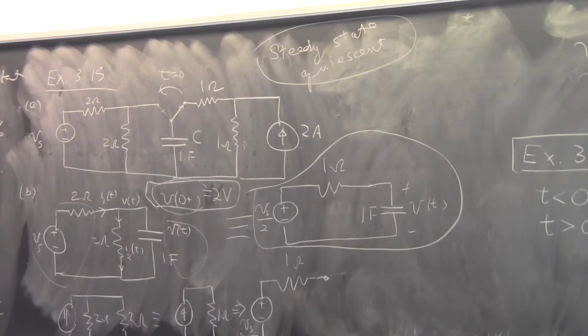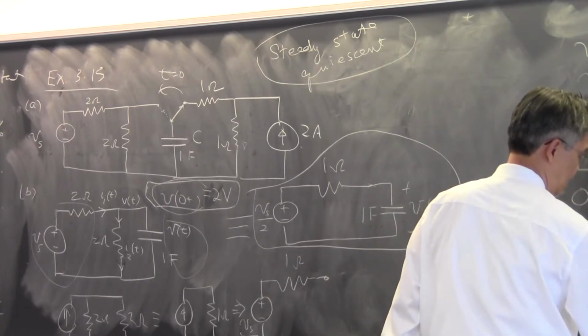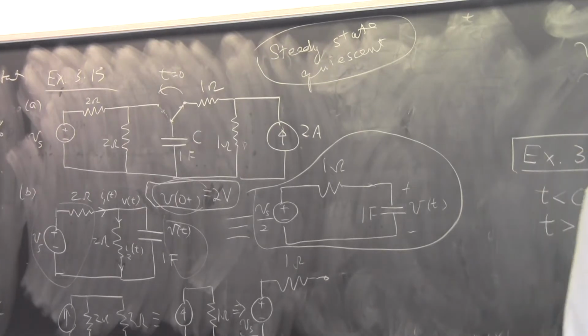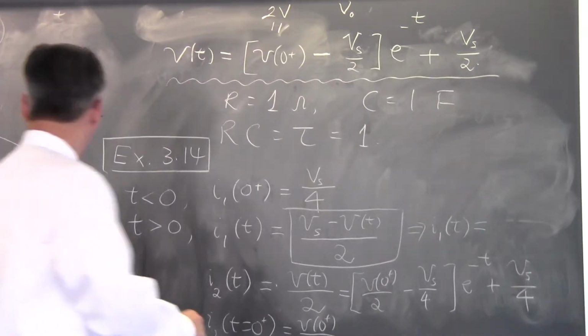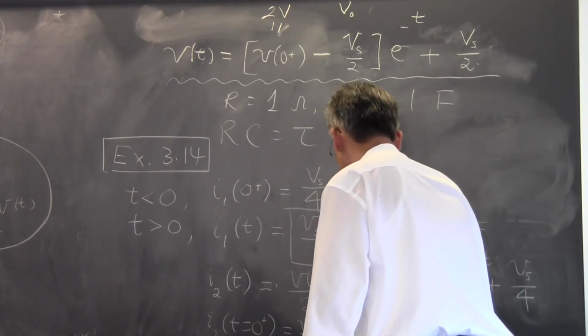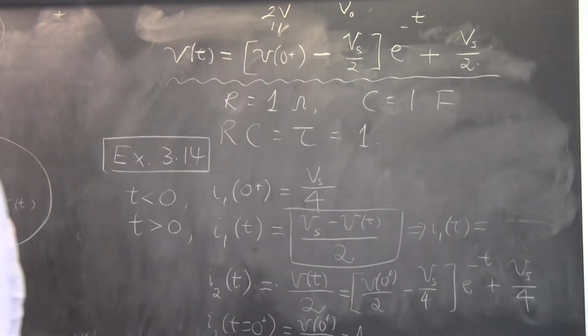Okay, so I know what Vt is. Vt is given to be that value, and if I plug it in, then I should get this to be V0 plus over 2 minus Vs over 4, times e to the minus t, plus Vs over 4. Okay? So I2 of t at t equal to 0 plus, if you set t equal to 0 plus, this becomes 1, and this cancels this 1. This is just equal to V0 plus over 2. Okay? And V0 plus, as we said before, is 2 volts. That would set up to be 1 volt. In the beginning of time, it's just 1 amp. Okay? 1 amp of current would flow through I2.